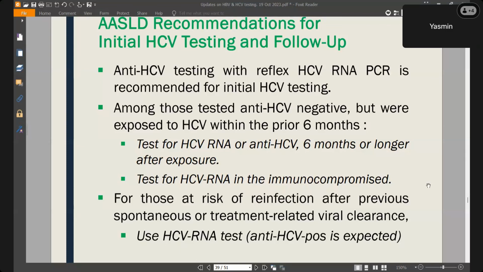And for those at risk of reinfection after they have cleared, in other words, whether it's because of spontaneous clearance or because of the treatment, then use HCV RNA. Because obviously this patient will be anti-HCV positive. So for God's sake, don't use that test. Do the HCV RNA test. All right, next slide.